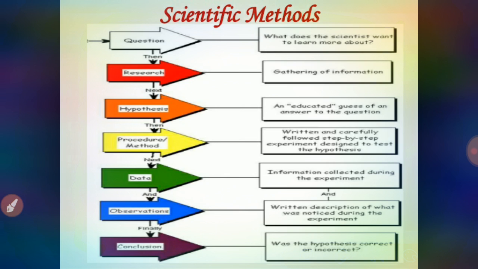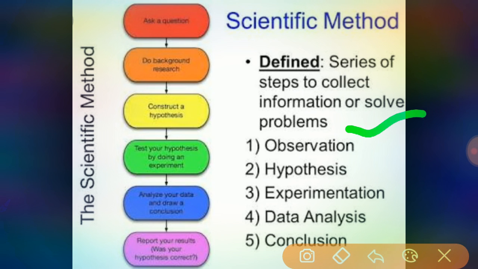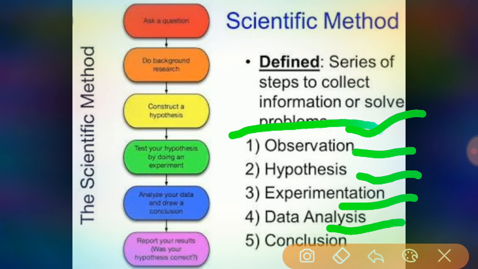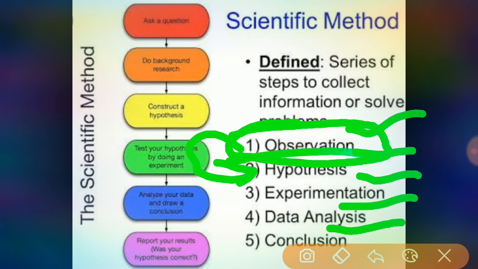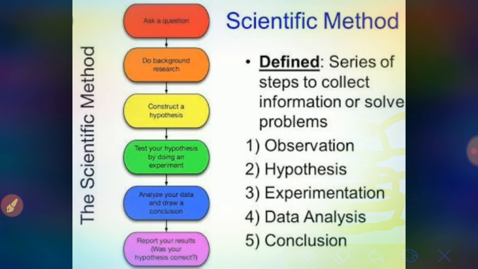See, not only these steps, there are some other major steps. This slide is also showing the same steps: whatever the researcher observes first, then framing of the hypothesis, then experimentation, data analysis, conclusion. First the researcher's duty is to observe. After observing, he frames the hypothesis. Then after the hypothesis, experimentation means experimental study. Then after conducting the experimental study, data analysis. Then after the data analysis, at last the conclusion.